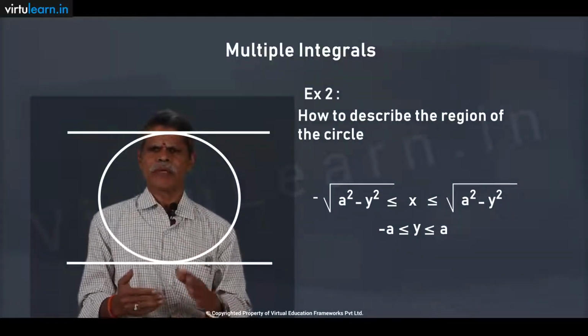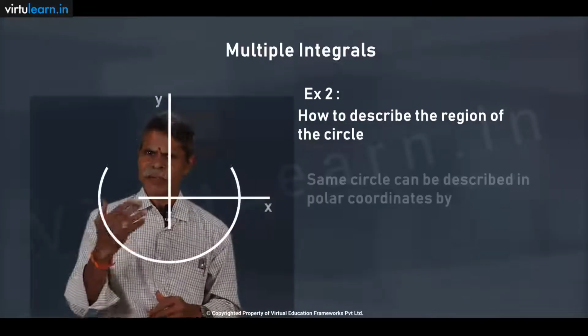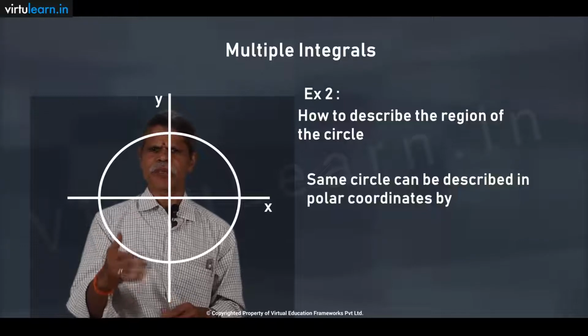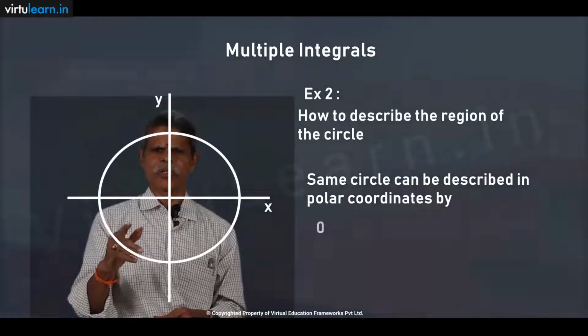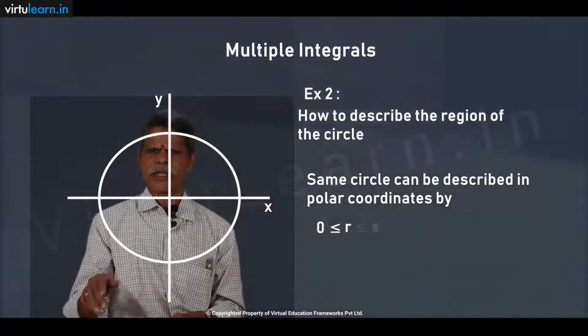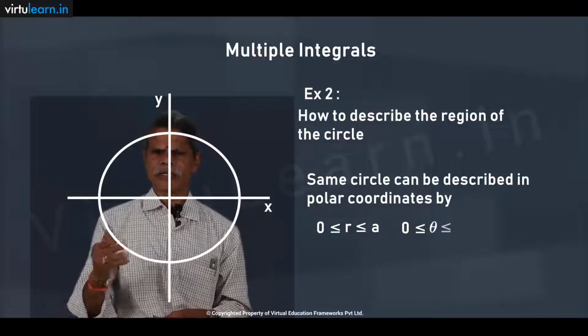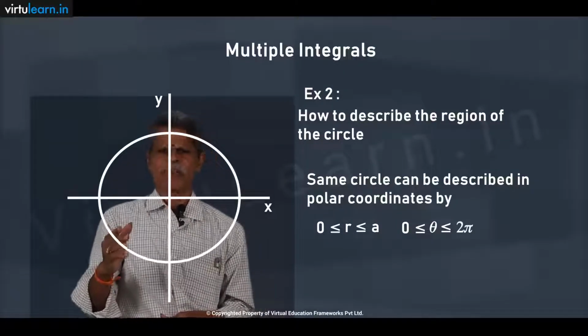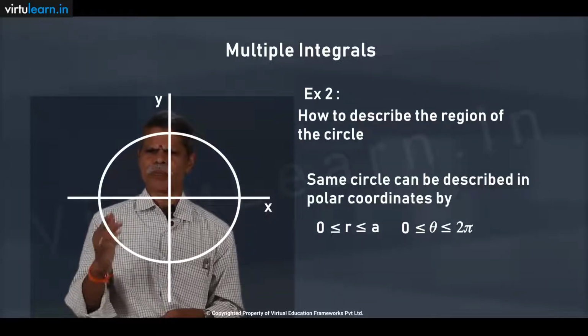Now, coming to another coordinate system, say polar coordinates, the same region of the circle can also be represented by means of the inequalities 0 less than or equal to r less than or equal to a and 0 less than or equal to theta less than or equal to 2 pi. Why should the limits be 0 and a for r and 0 and 2 pi for theta?